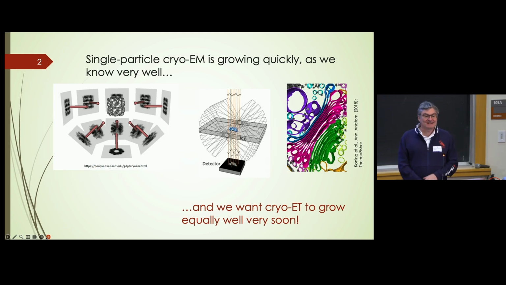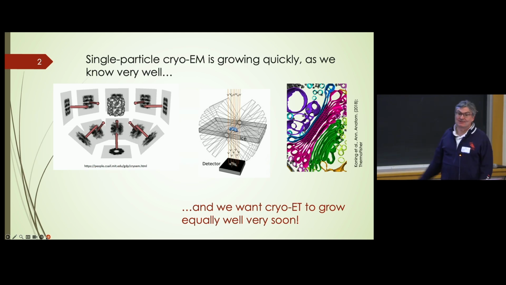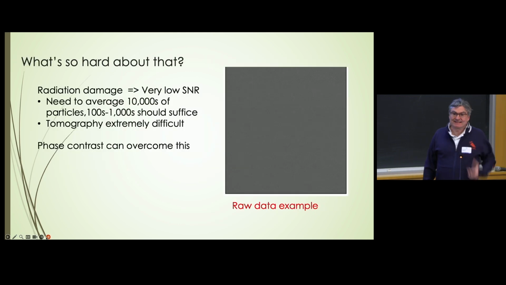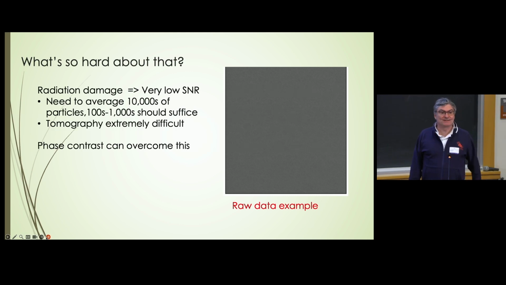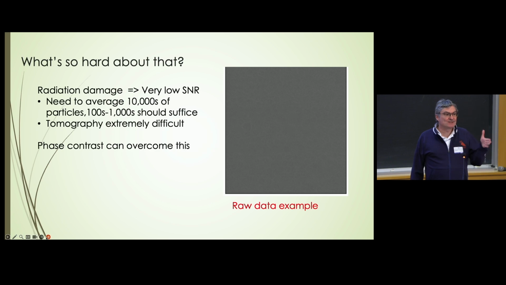Single particle cryo-electron microscopy is growing very well, and it's now the new method to get atomic resolution structures of biological macromolecules. And we all want cryo-electron tomography to grow equally fast. What makes this hard? Well, radiation damage means that images can't be exposed enough to get a good signal-to-noise ratio. The result is we need to average tens of thousands of particles when in theory, as Richard Henderson showed beautifully, a much smaller number should be sufficient. And in tomography, you need to split the already small dose into several steps, which is extremely hard.